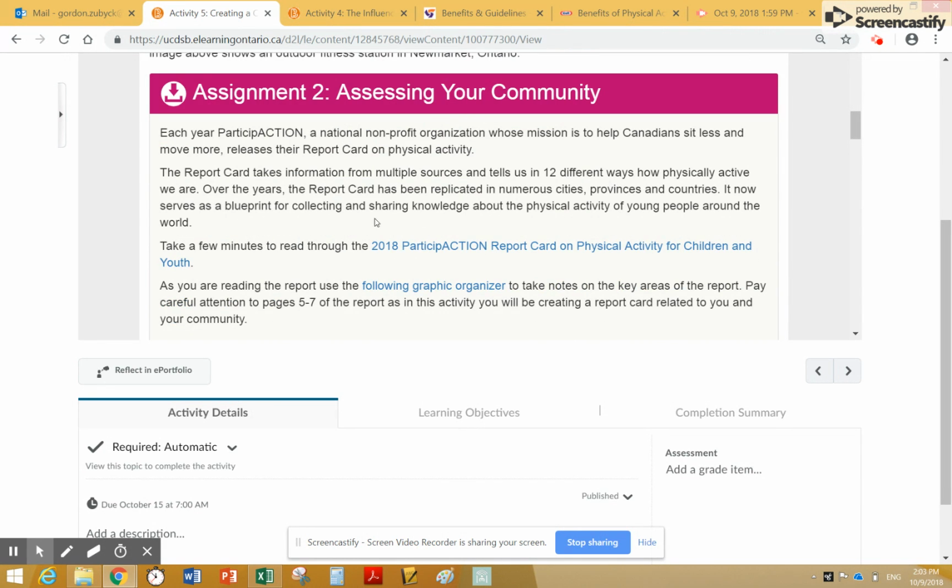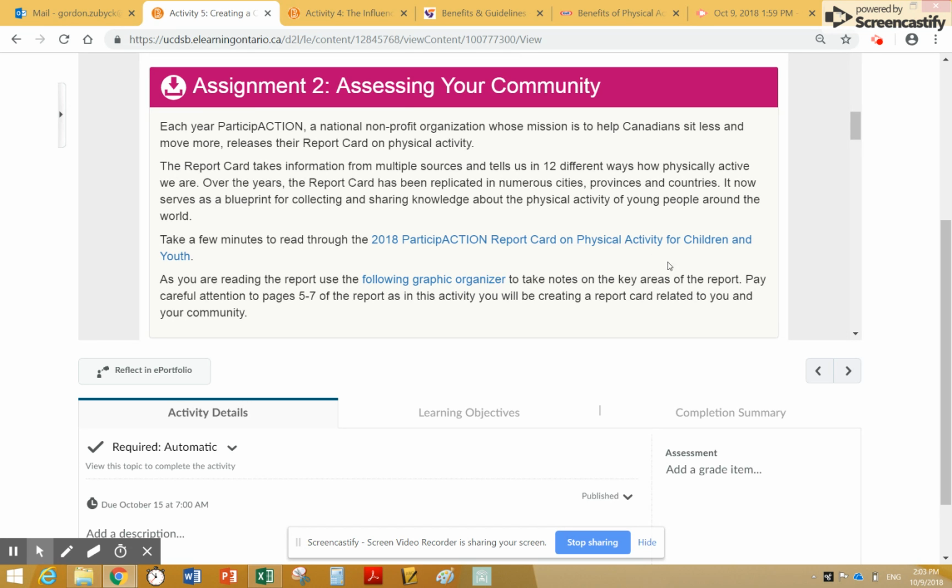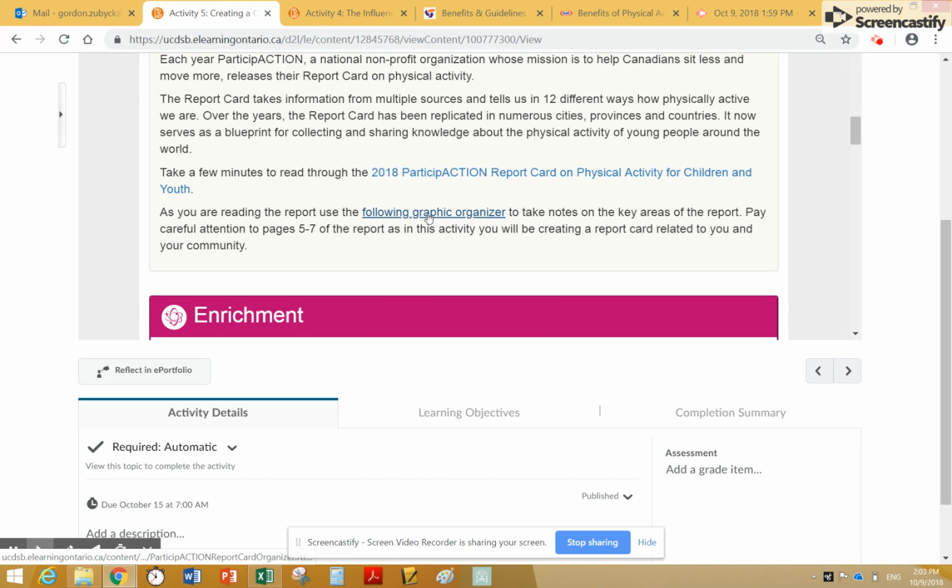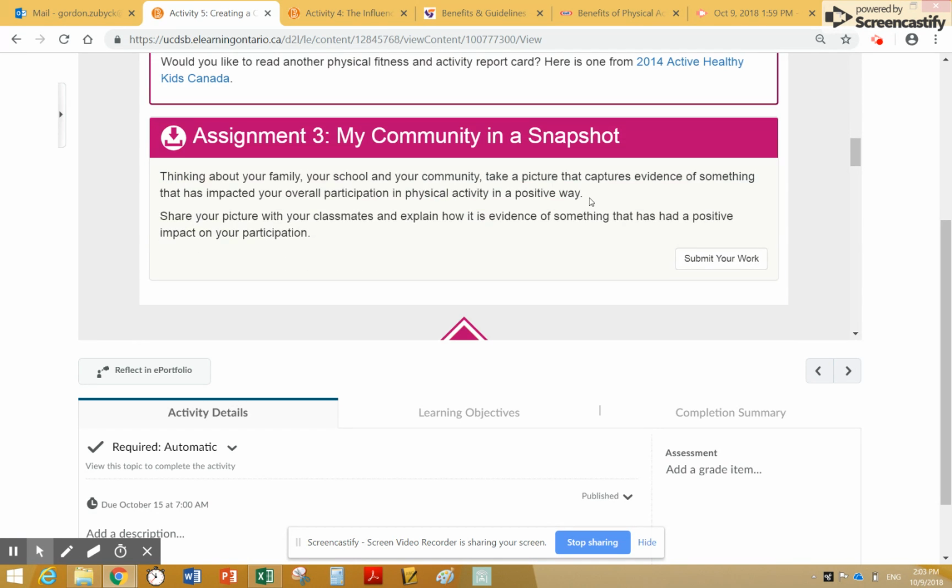Again, you have to take a look at that 2018 participation report card. There's a graphic organizer provided. Please click on that graphic organizer, and then go in and find the information that you need to complete the assignment here. The next piece after that is My Community in a Snapshot.